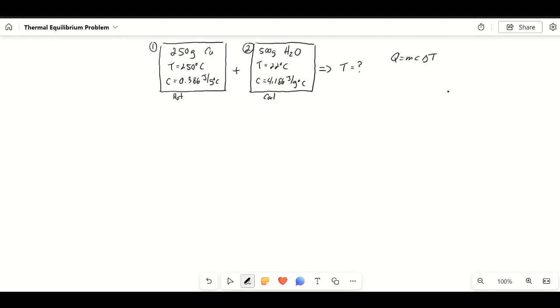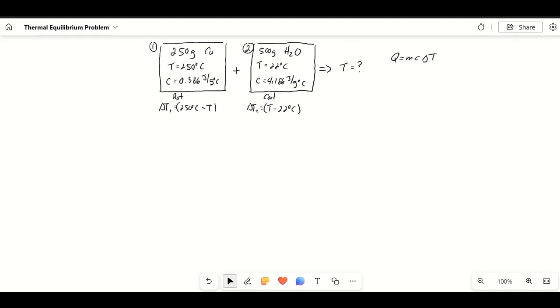Here's our only equation that we're going to need. The hot copper is going to cool down, so I'm going to write delta T1 because this is material 1. To show that it's going to cool down, we'll do 250 degrees Celsius minus T, showing that it's losing temperature. And then our other material, the water, delta T2, we'll do the opposite. It'll warm up. So I'm going to write it in the other direction, T minus its starting temperature, 22 degrees Celsius.